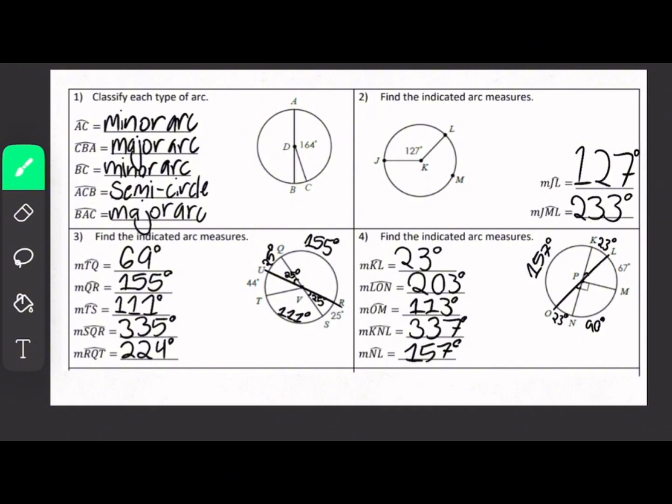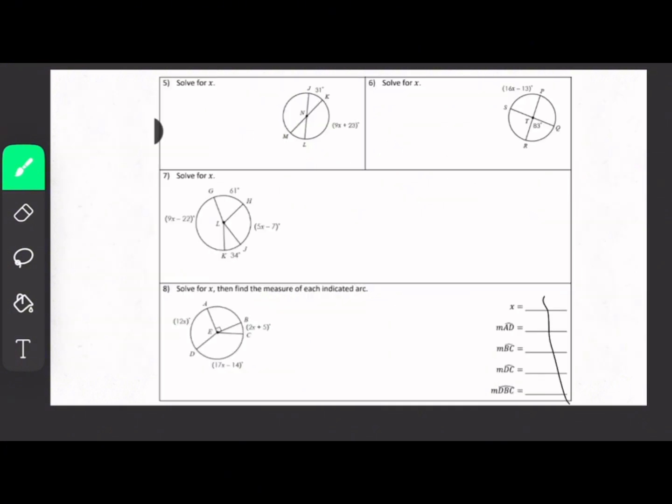KNL would just be 360 minus 23. OM would be 90 plus 23. And LON would be 23 plus 23 plus 157. Cool, moving on. Solve for X.